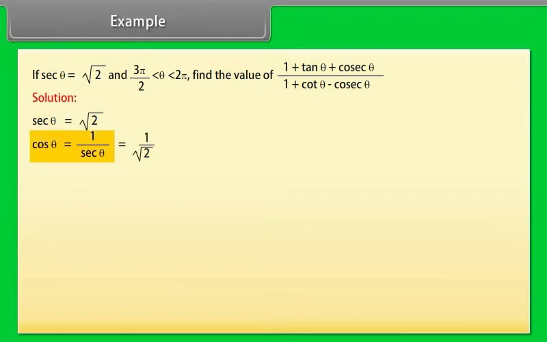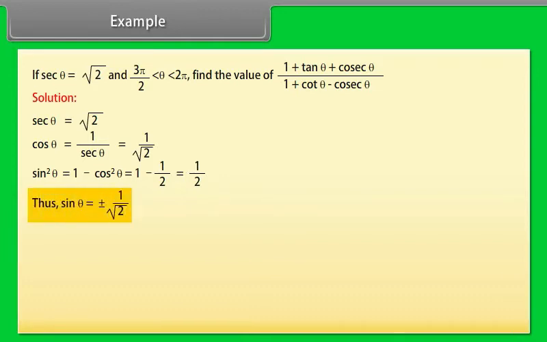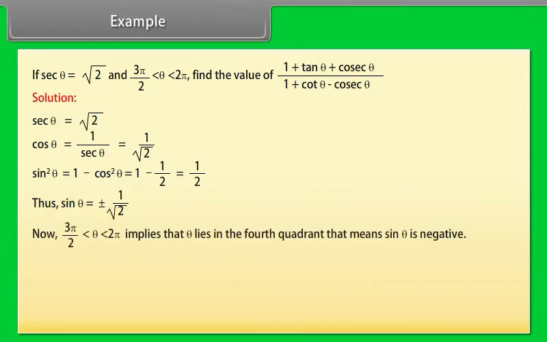Cos of theta is equal to 1 by sec of theta is equal to 1 by root 2. Sine square of theta is equal to 1 minus cos square of theta is equal to 1 minus half is equal to half. Thus, sine of theta is equal to plus minus 1 by root 2. Now, 3 pi by 2 less than theta less than 2 pi implies that theta lies in the fourth quadrant. That means sine theta is negative. Sine of theta is equal to minus 1 by root 2.